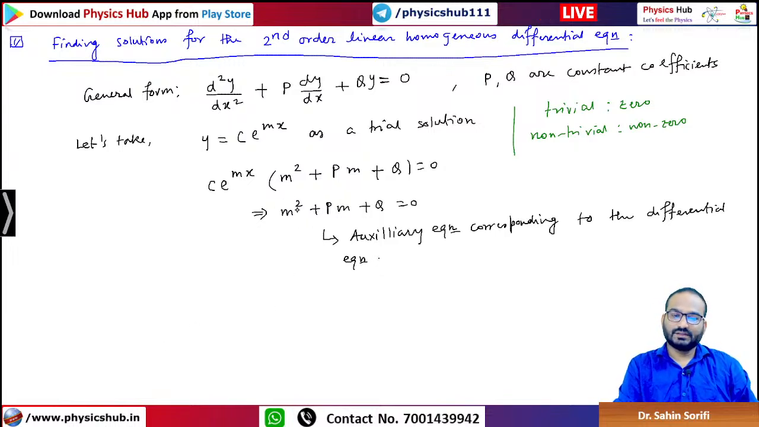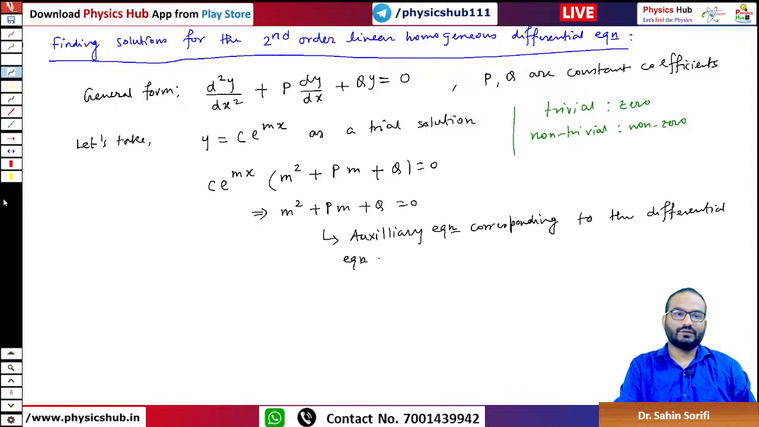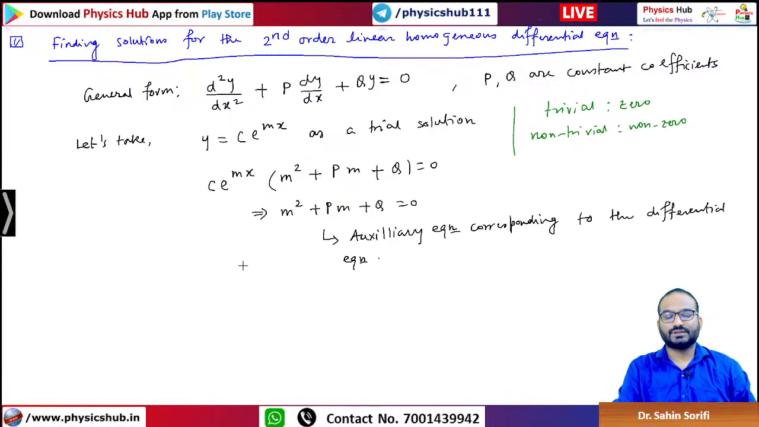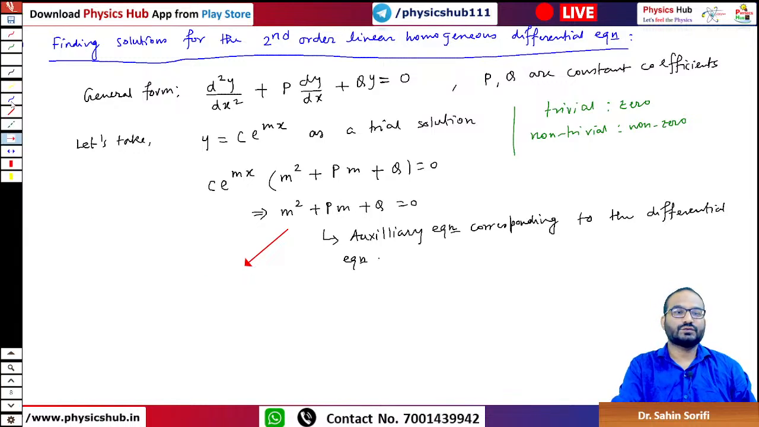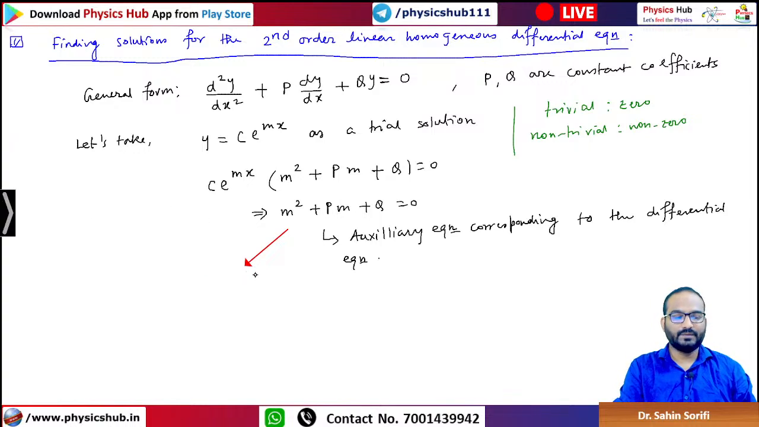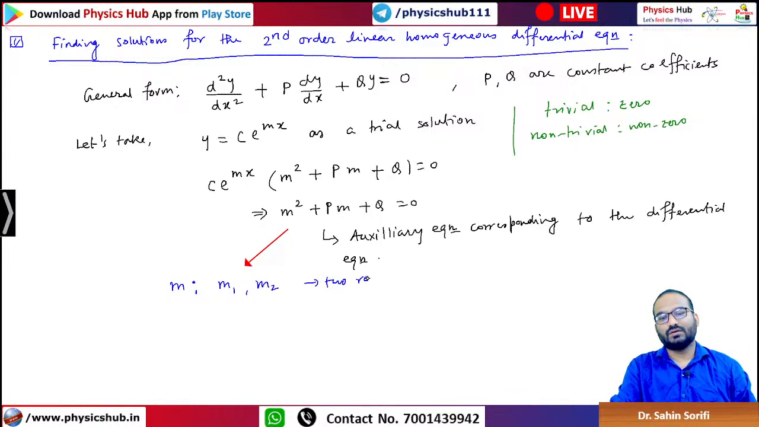Now this is a quadratic equation, m square plus pm plus q. How many solutions, how many roots does this equation have? If you consider this quadratic equation, how many roots will be there? So there will be 2 roots, m1, m2. Now depending on these 2 roots, the solutions will be decided.